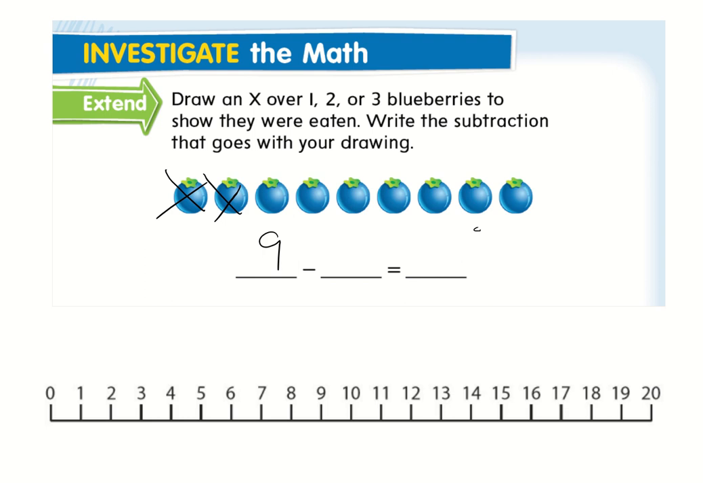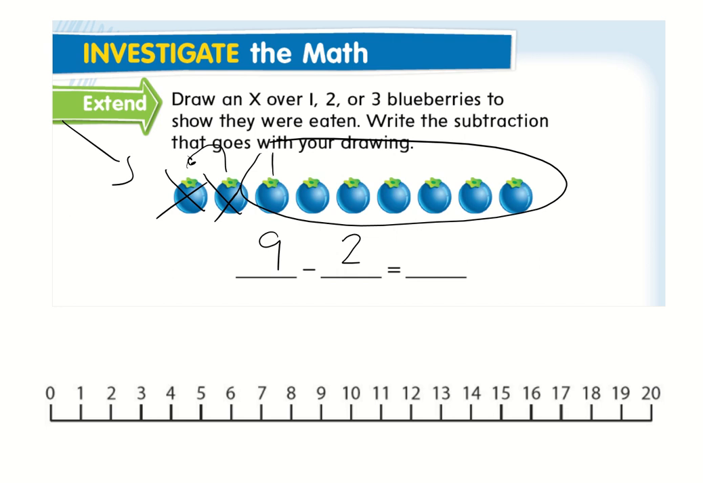We are then going to take away our 2 blueberries that I have X'd out right there. So I'm going to take away 2. And if I have 9, what I can use for my strategy is actually counting backwards. I could start by just counting all of these, but I know that I have 9 blueberries. So if I count backwards, I know that I have 9, and then I have 8, and then I have 7. So that means I just counted back 2 blueberries right there, so I should have 7.